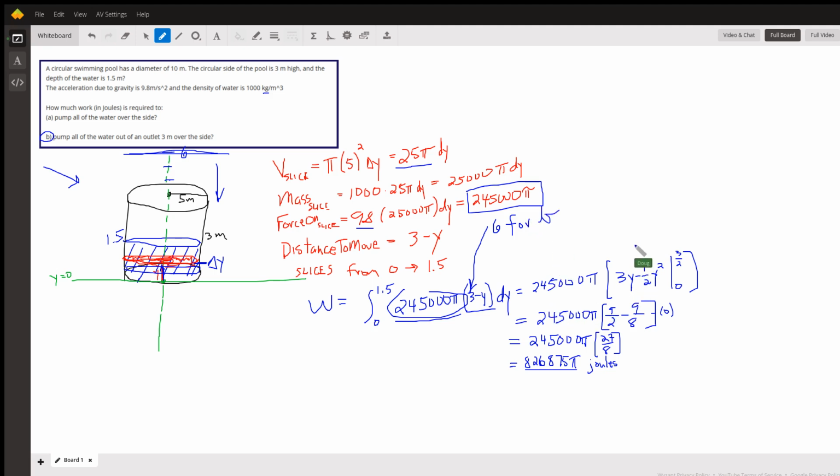So the only thing that changes for part B is that 3 becomes a 6. And that means that's a 6. And 6 times 3 halves is 9. So this is a 9. So obviously the work is going to be greater.